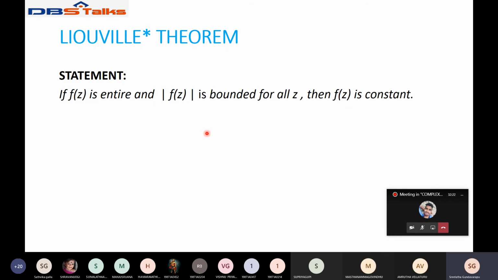So the statement is: if f of z is an entire function and mod f of z is bounded for all z, then we have to prove that f of z is constant. So given the function f of z is entire and its modulus value is bounded, then we have to prove that f of z is constant. This is the statement of Liouville's theorem.